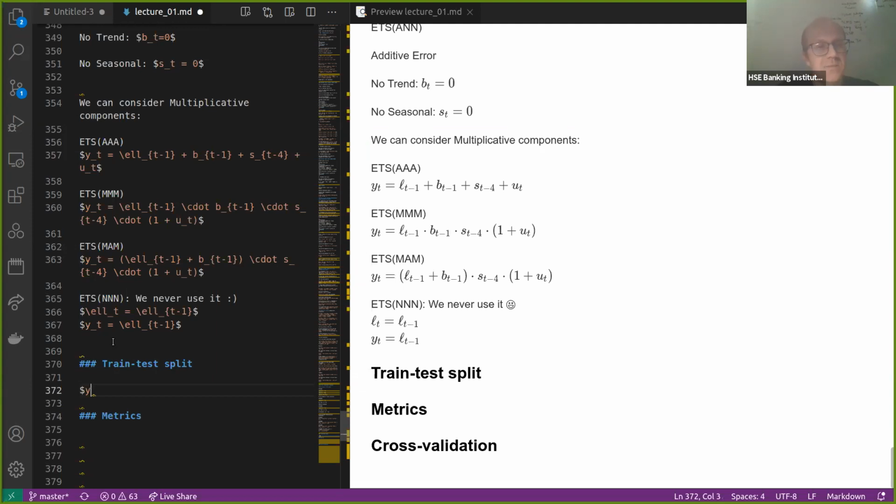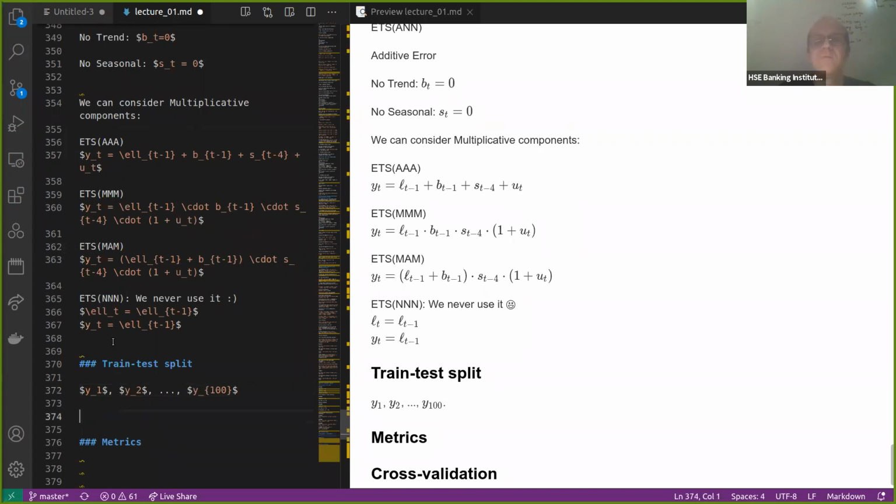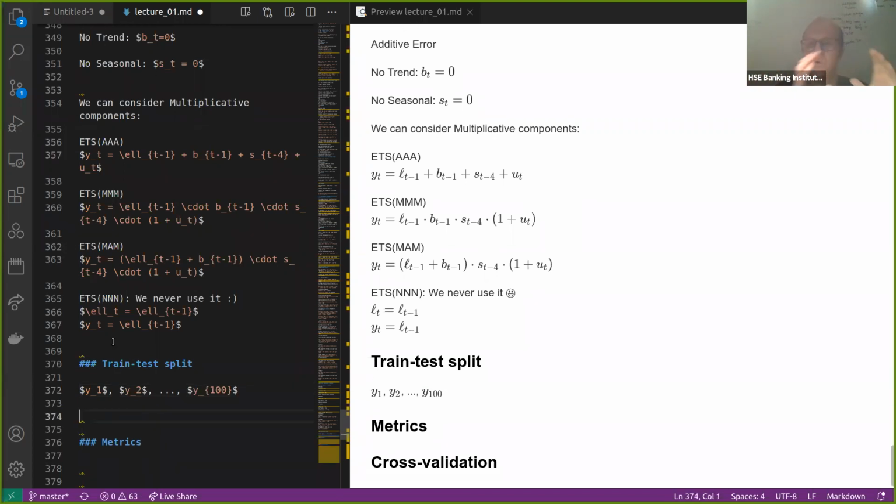So we have our time series y1, y2, ..., y100. Basically, first, to evaluate the quality of models, we split our time series into two parts. The beginning is the train part, the end is the test part. I think that's easy. So the beginning is the training sample.